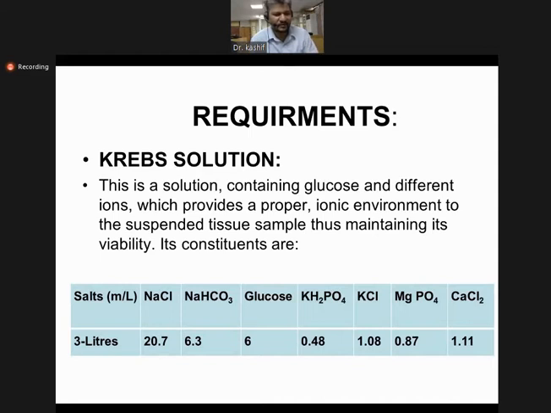Whenever you start the practical, these are the ingredients you should have, and then you prepare the solution. You add all the solutes to it, then you add the water, and finally you have prepared the crab solution. It can be prepared in the lab, or it is also easily available in the market as a complete solution. So the PowerLab is the machine required for the practical, and crab solution is required for the maintenance of the tissue.